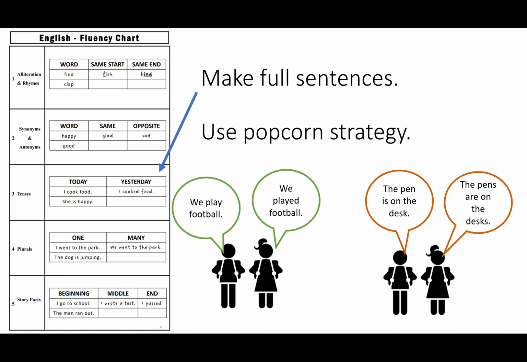We want to make sure we're always making full sentences whenever we do tenses or plurals or story parts, and make it fun, right? Use the popcorn strategy where you have one child say, for example, the tense for today, make a sentence such as we play football, and then they choose someone else, their own choice, who has to turn that into yesterday. And the yesterday child has to say, we played football, right? And that makes it just a little bit more fun. They're kind of catching each other out there and giving each other work, and that's quite interesting for the learners.